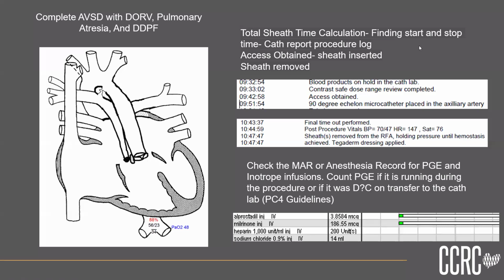Just a quick PDA stenting update. The first case is a complete canal. So I know we hear these words a lot: complete repair, double outlet right ventricle.